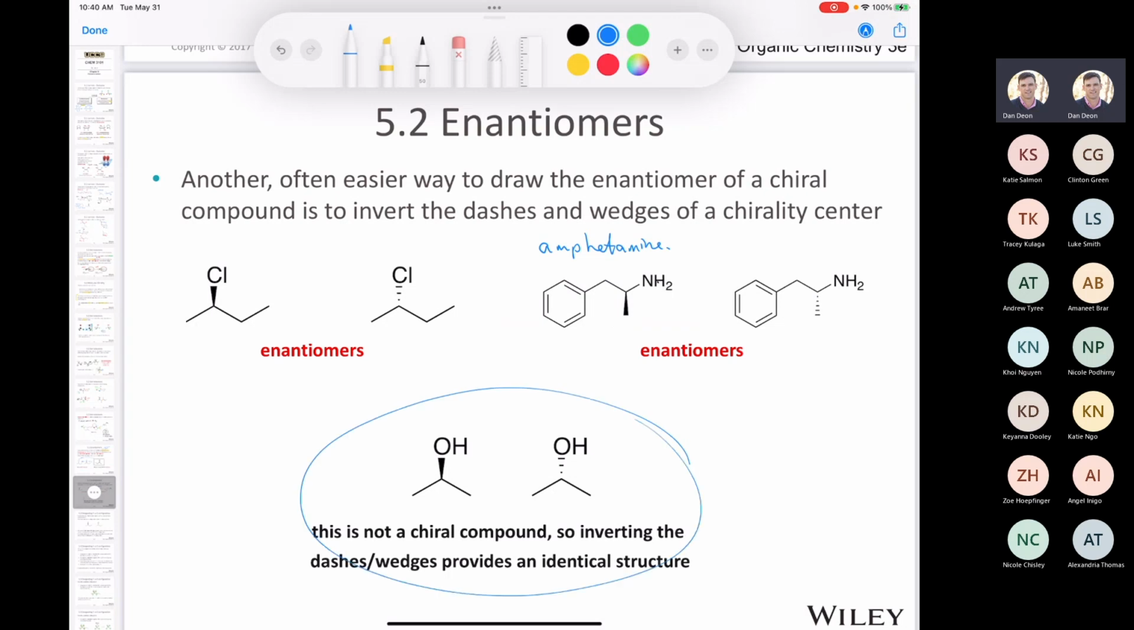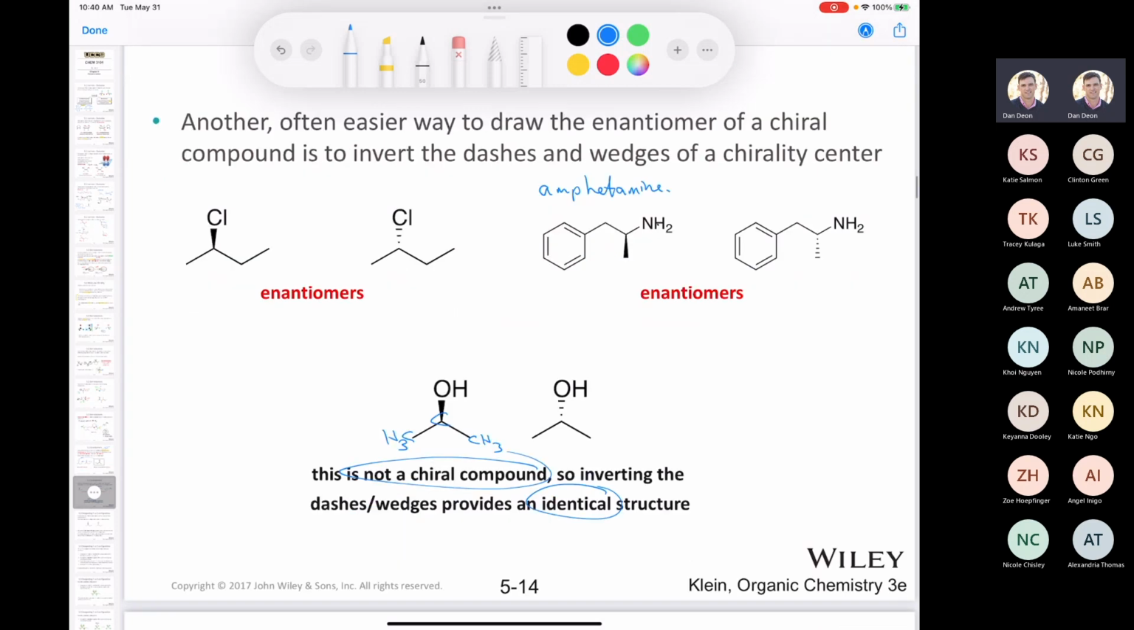Now, this is not a chiral compound, and therefore, if you invert the wedge to a dash, it doesn't change diddly squat. These are both identical, and again, because these are not chiral compounds, this carbon is attached to two CH3s. So there's no chirality in there whatsoever.